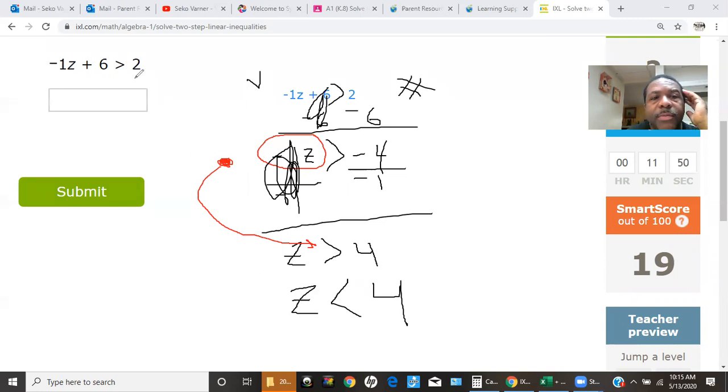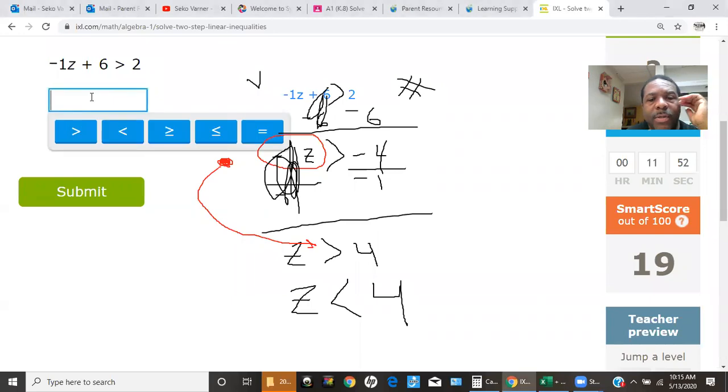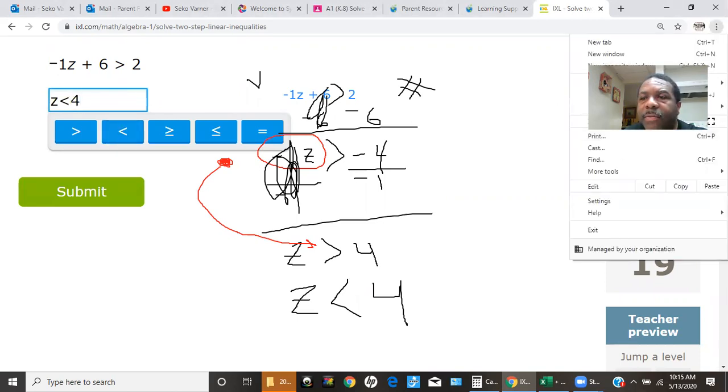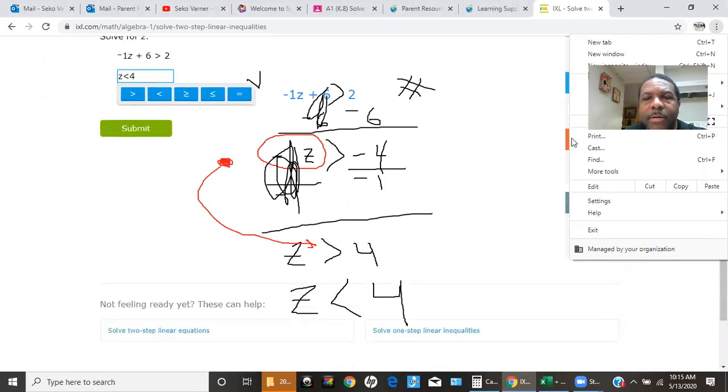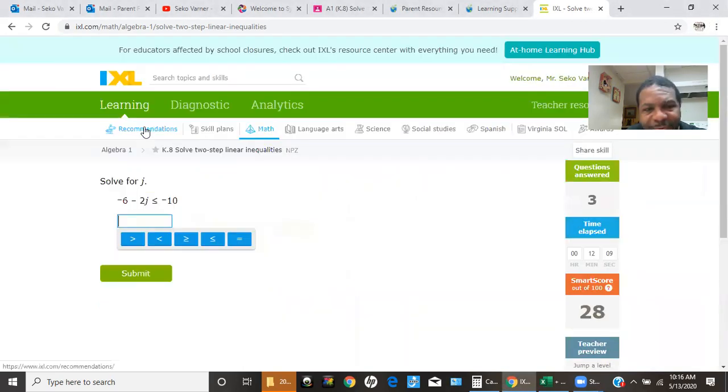So now we're going to type in z is less than 4. And let's do this. I can reduce it so we can see if I'm correct or not. Okay. Z is less than 4. That's right.